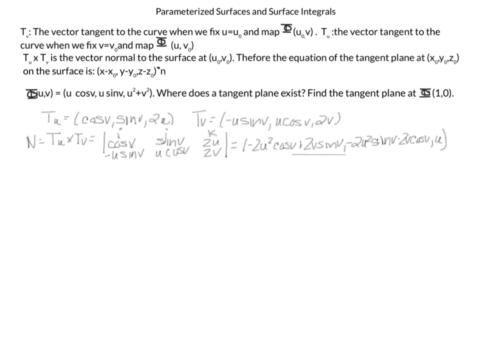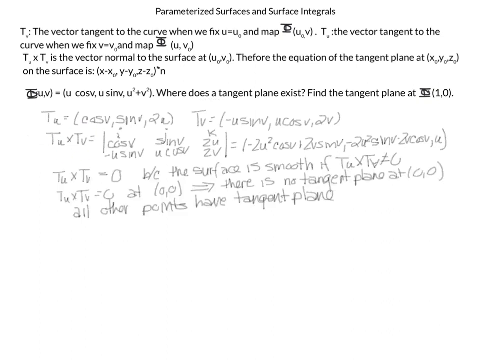Now, if I want to know where the tangent plane exists, then I'm going to use this theorem here. So I'm going to look to see where t_u cross t_v is equal to 0, because by this theorem, the surface is smooth if t_u cross t_v is not equal to 0. When I look at this, it's equal to 0 only when cosine and sine are both equal to 0. That means we're at the point (0, 0). So there's no tangent plane at the point (0, 0). All other points have a tangent plane.